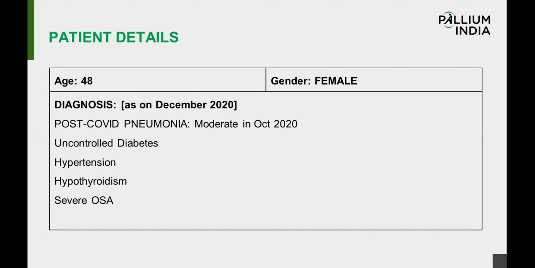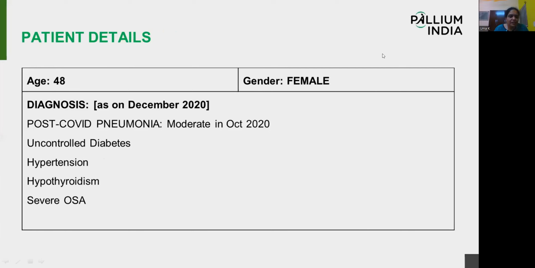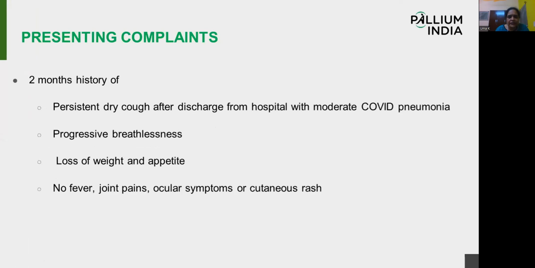Okay, fine. So, this patient I am presenting is a 48-year-old female who was diagnosed with post-COVID pneumonia during the first wave in October 2020. She had uncontrolled diabetes, hypertension, hypothyroidism, and also severe OSA. So the next slide.